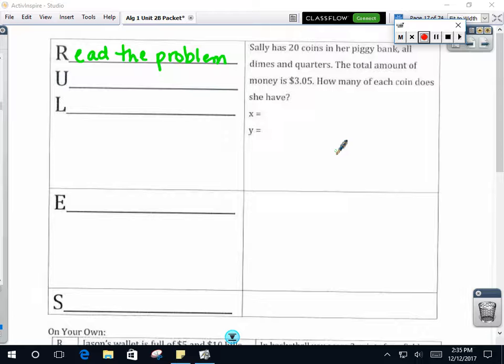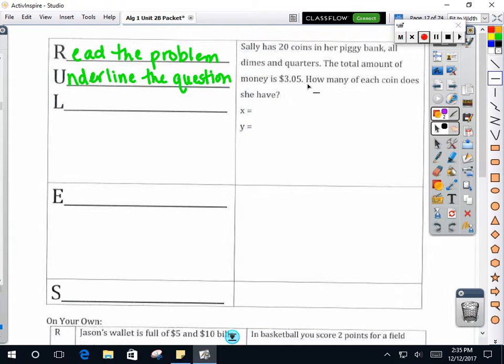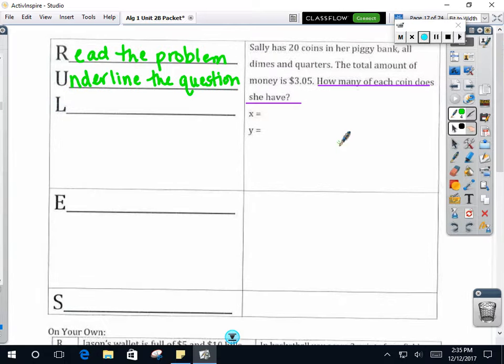What does the U represent? Underline the question. Okay, so what will I be underlining? Okay, so that means our unknowns are what? Okay, but what are X and Y? Dimes and quarters, or quarters and dimes. It doesn't matter how you do it. Okay, now L is for line up a plan.